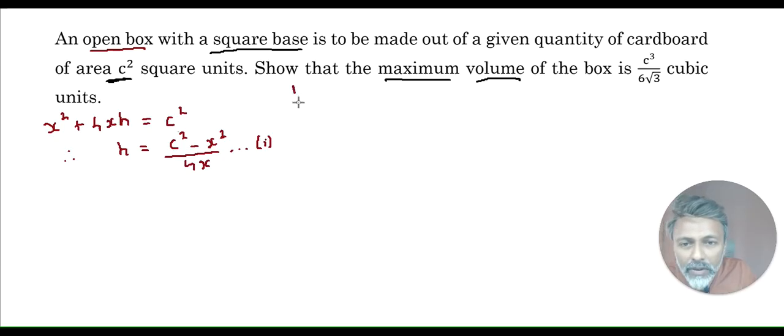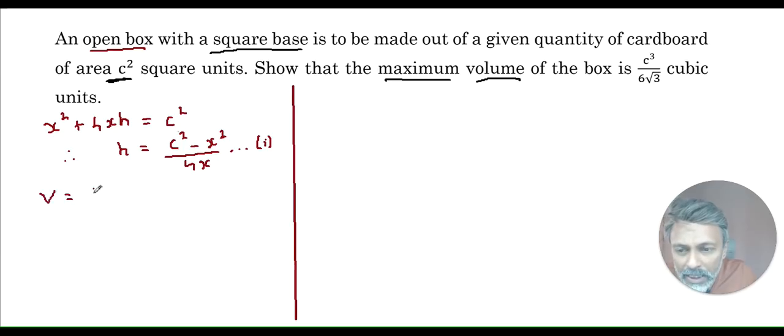We now start with volume of the box that has to be maximized. The volume formula for a box is LBH. L is x, B is x, so x square into h. But in place of h we will write c square minus x square divided by 4x.